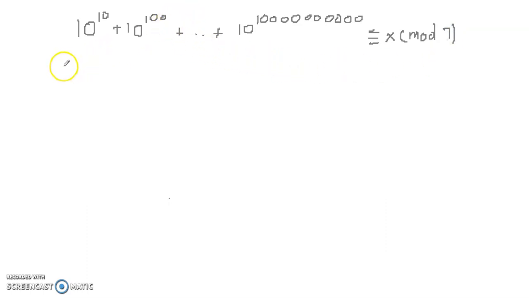First thing we could try is to divide 10 to the power 10 by 7. When you divide 10 to the power 10 by 7, you will get a residuum equal to 4, which means that 10 to the power 10 is congruent to 4 modulo 7.